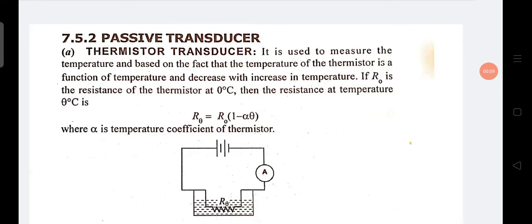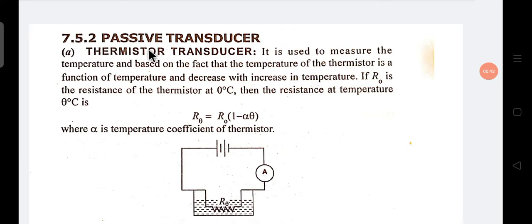In today's class, we are going to discuss the passive transducer. In the previous class, we already discussed the active transducer. Today, we will discuss the passive transducer. In previous classes, we already learned the difference between passive and active transducers. In an active transducer, there is no need for an external source to operate the transducer, but in a passive transducer, the external source is needed to operate the transducer.